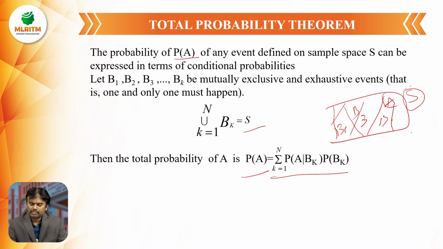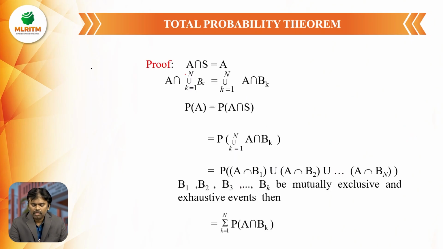In this sample space, I am defining the event A intersection S is equal to A, and S is the union of K mutually exclusive events. S is defined as union of k equal to 1 to n Bk. So this can be A intersection summation of k equal to 1 to n Bk, which I am again writing as union of k equal to 1 to n A intersection Bk. Apply probability on both sides, then P of A is equal to P of A intersection S, and A intersection S is equal to P of union of k equal to 1 to n A intersection Bk.